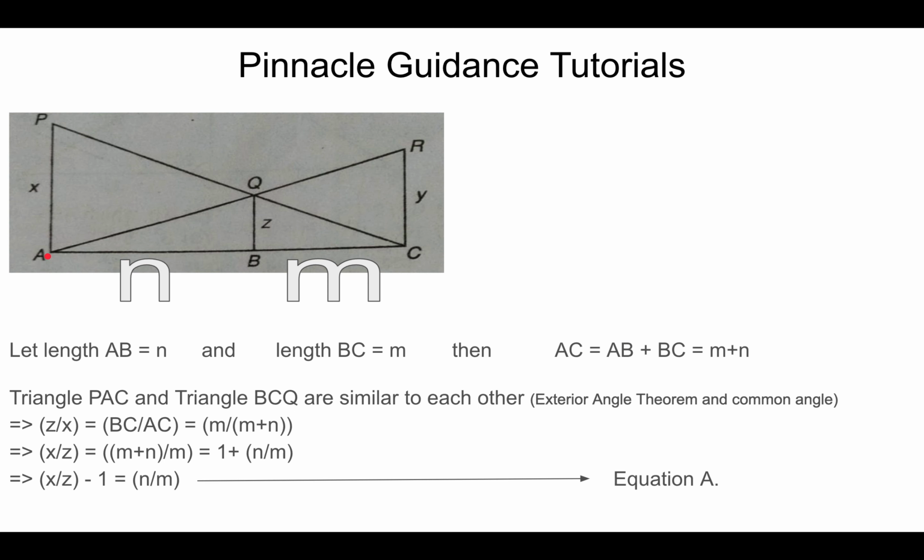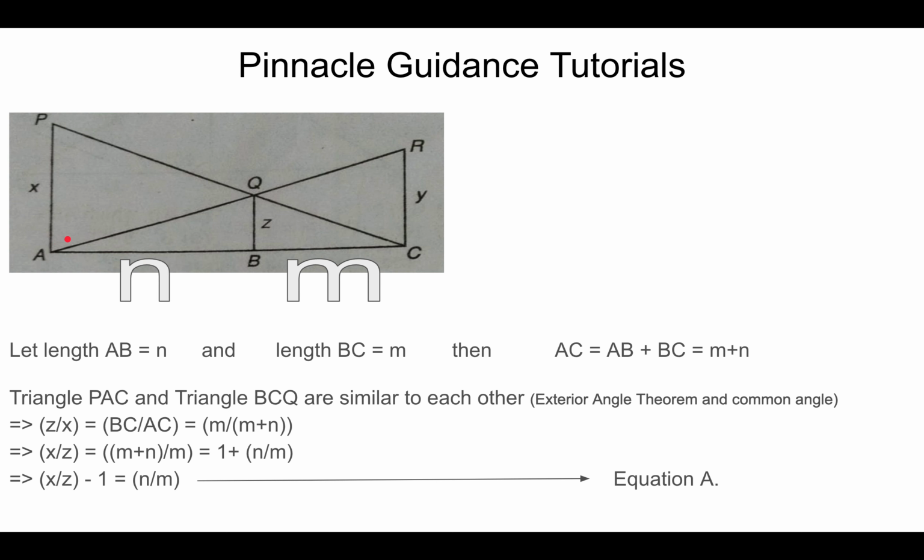Let us assume AB is N and BC is M. So the total length of AC will be AB plus BC, which is equal to M plus N. Fine. So in triangle PAC and triangle BCQ, these two are similar.